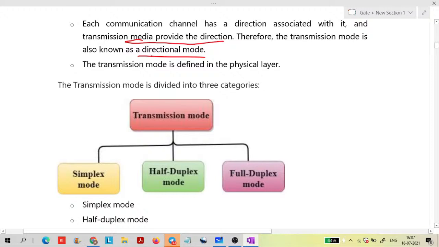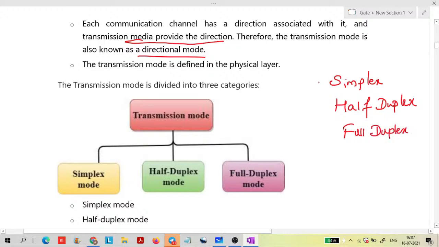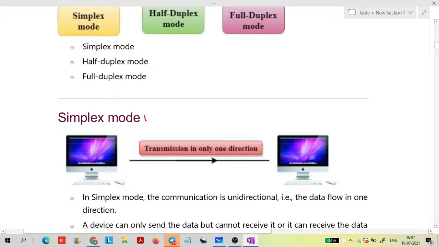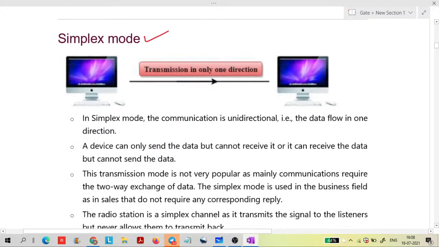Transmission mode means how the data is transmitted. Transmission mode is divided into three categories: the simplex mode, half duplex mode, and full duplex mode. These are the various transmission modes: simplex mode, half duplex mode, and full duplex mode. Now, simplex mode, where the transmission is in only one direction.